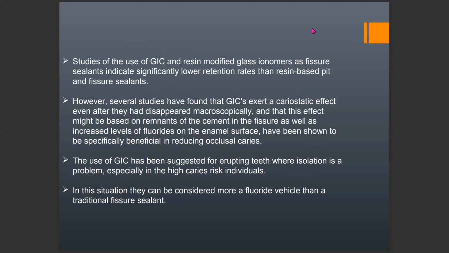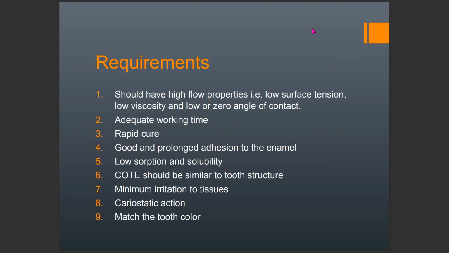Studies of the use of glass ionomer cement and resin-modified glass ionomers as fissure sealants indicate significantly lower retention rates than resin-based pit and fissure sealants. However, several studies have shown that glass ionomer sealants are commonly used based on the remnants of the cement in the fissures, as well as increased levels of fluoride. The use of glass ionomer sealant has been suggested for erupting teeth where isolation is a problem.